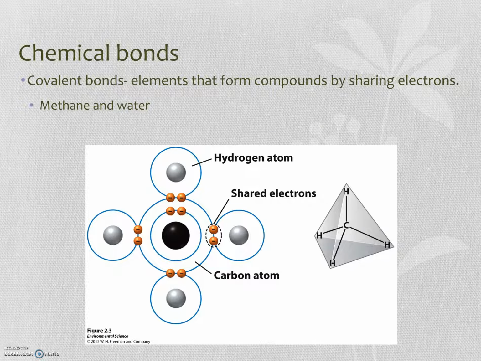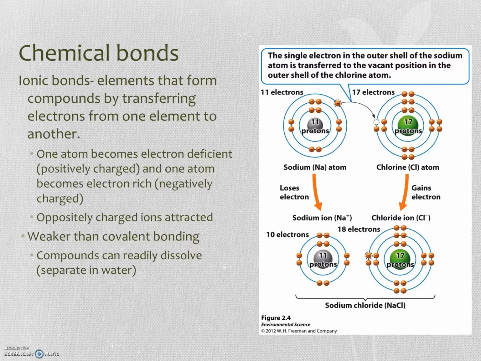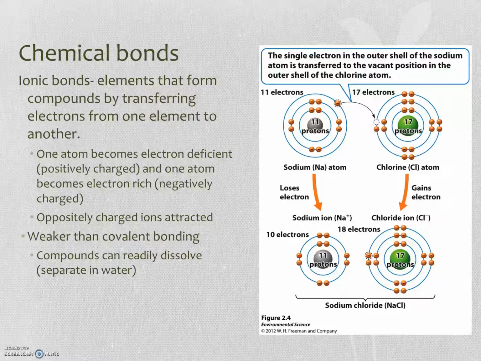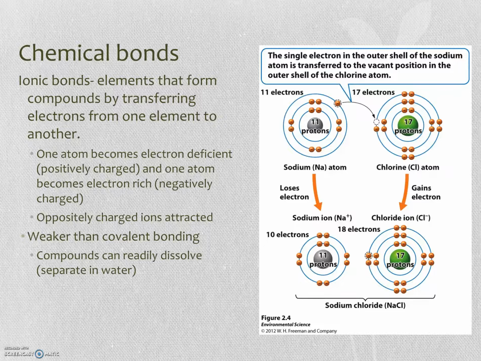Chemical bonds: covalent bonds are when electrons are shared. A perfect example of that is methane. And water is also an example of that. So these are bonds formed by sharing electrons, which is different from ionic bonds, which form from transferring electrons from one to another. So sodium chloride is our very typical example of sodium giving one electron away, chlorine gaining an electron, and because sodium becomes positive and chlorine becomes negative, they stay near each other. The oppositely charged ions are attracted. But when they go into water, they readily dissolve or dissociate.